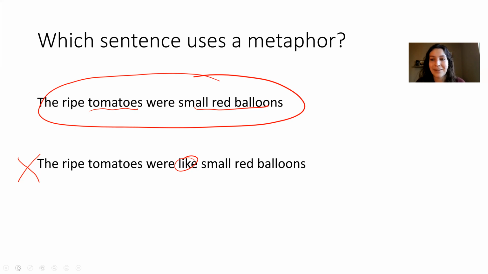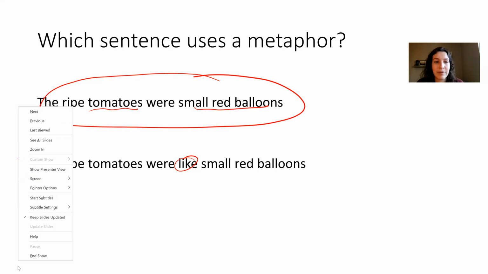And I believe that is all we have for today. I hope that this helped clear up some of the differences between similes and metaphors.